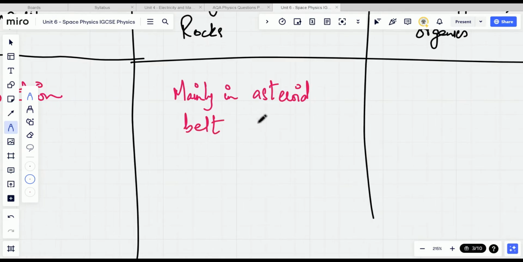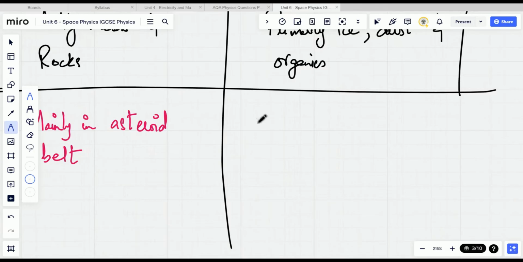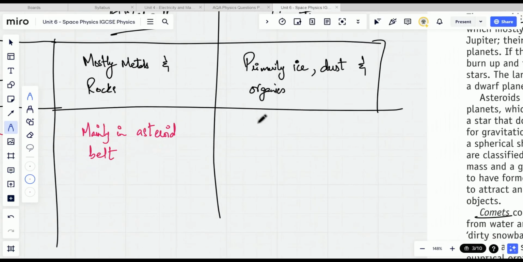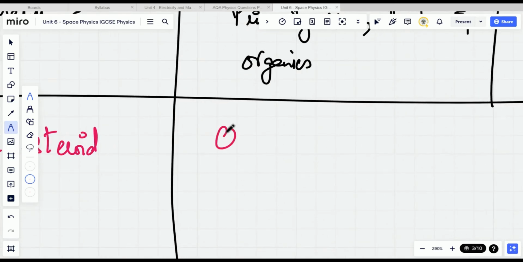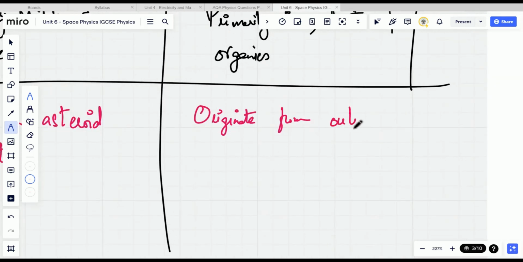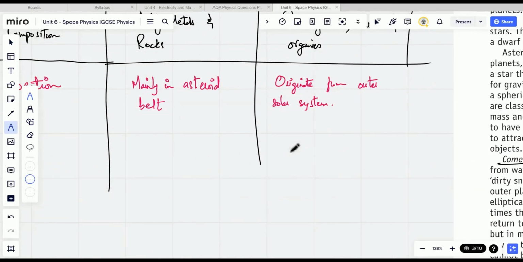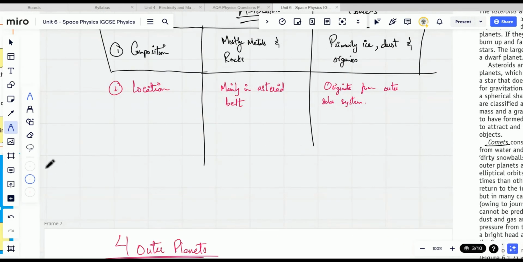But what about comets? These comets originate from the outer solar system. They get into our solar system from other solar systems. This is where comets come from. Is this part clear? Yeah, it's clear. Okay, let's talk about the third point.